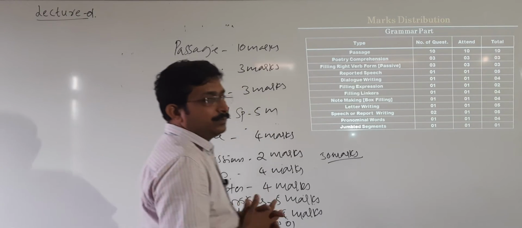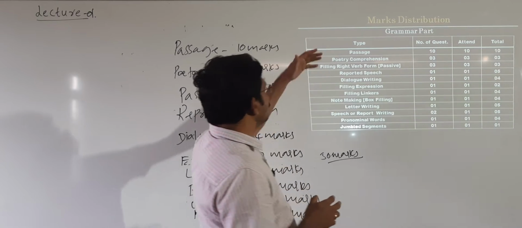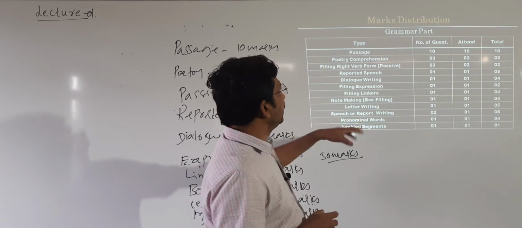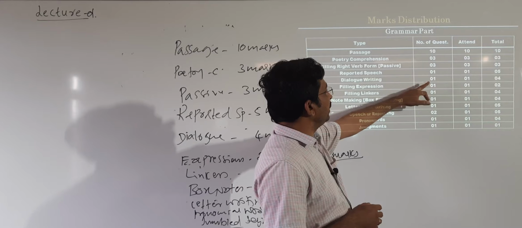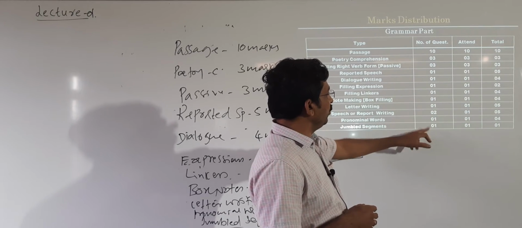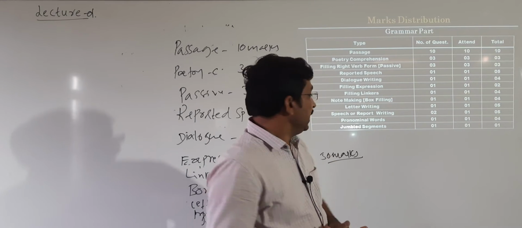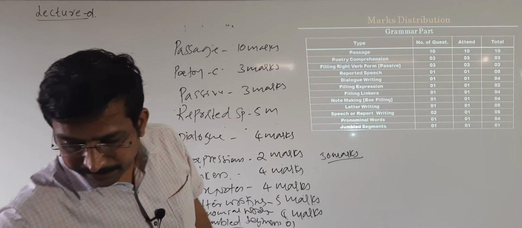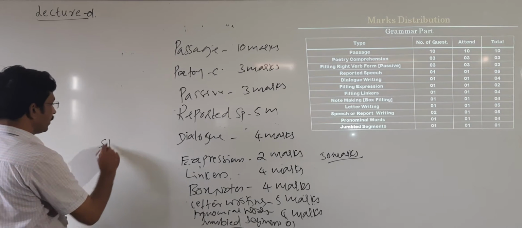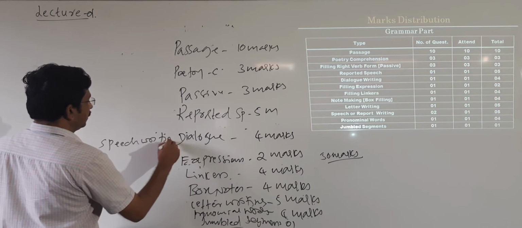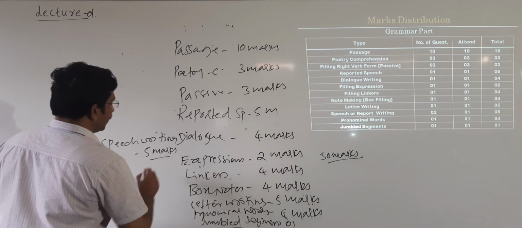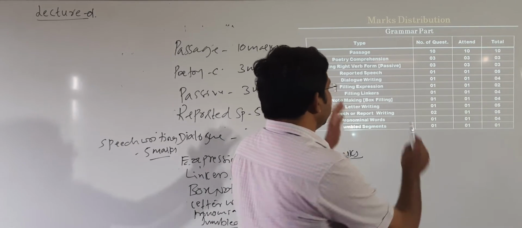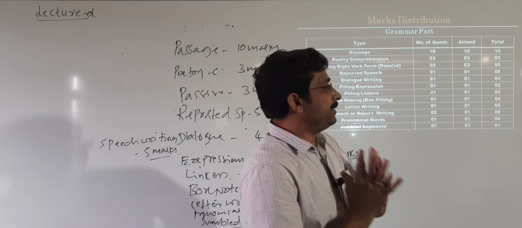the complete grammar portion is divided into all these topics, and now we have to consider all the topics. So here number of questions 10, here 3, 3, 1, 1, 1, 1, 1, 1, 2, 1, 1, like this, and we have to attend all the questions. And here speech or report writing, here I have left speech writing, it is for 5 marks, now it is 50. So it is a grammar portion for 2nd PU syllabus.